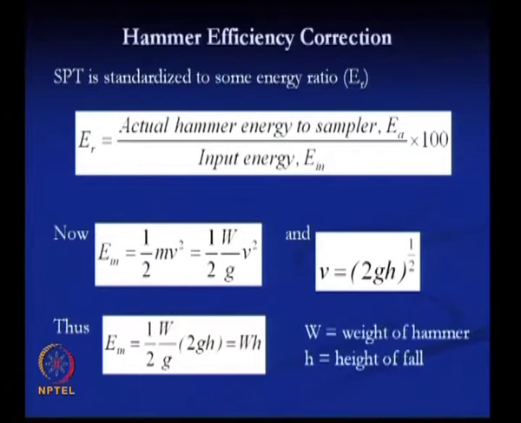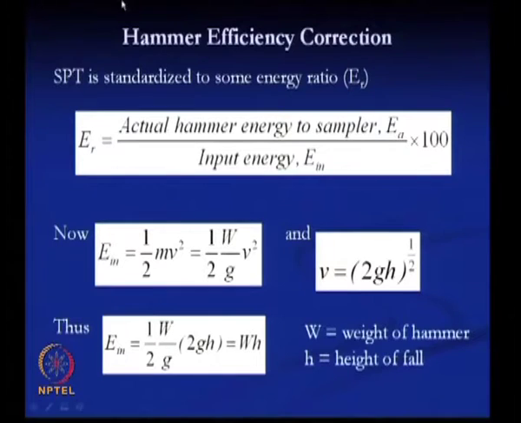Now, when we are driving this split spoon sampler into the soil, some corrections are required. Those corrections are basically of three types. One is the hammer efficiency correction, another is the overburden correction, and the next one is for the drill rod, the borehole diameter, and the length of the borehole. All of these require some corrections. So, first, the hammer efficiency correction.